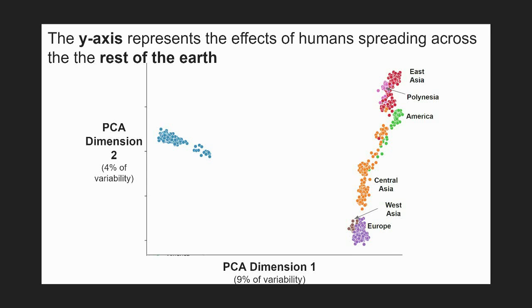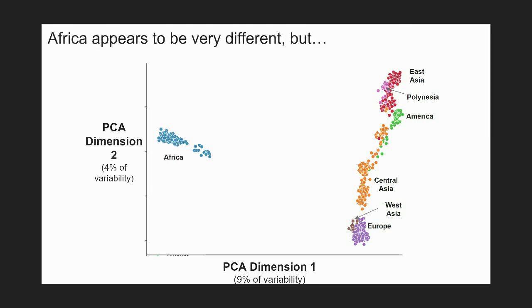And the y-axis represents all of the variation and the processes that occurred as human beings spread across the rest of the earth. So left and right is the genomic impact of us moving out of Africa 50,000 or so years ago. And then top to bottom is variation that panned out as we migrated around the rest of the globe.